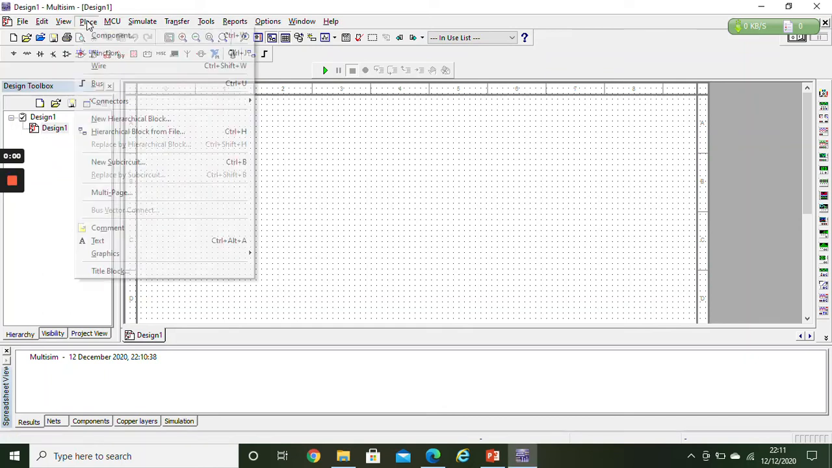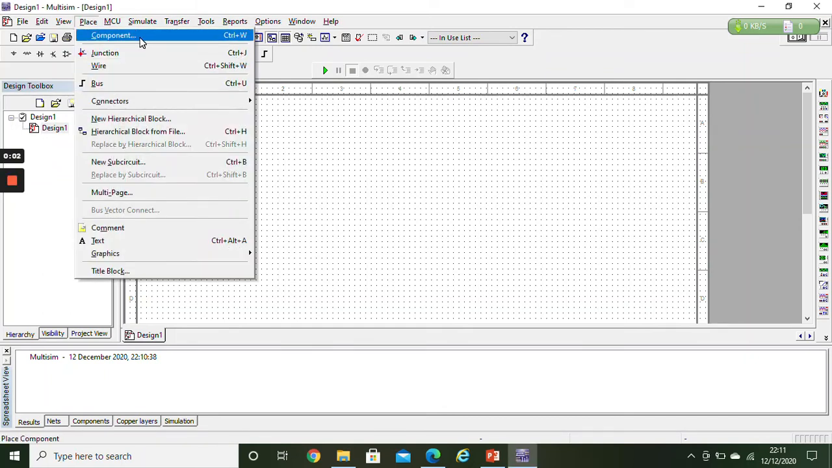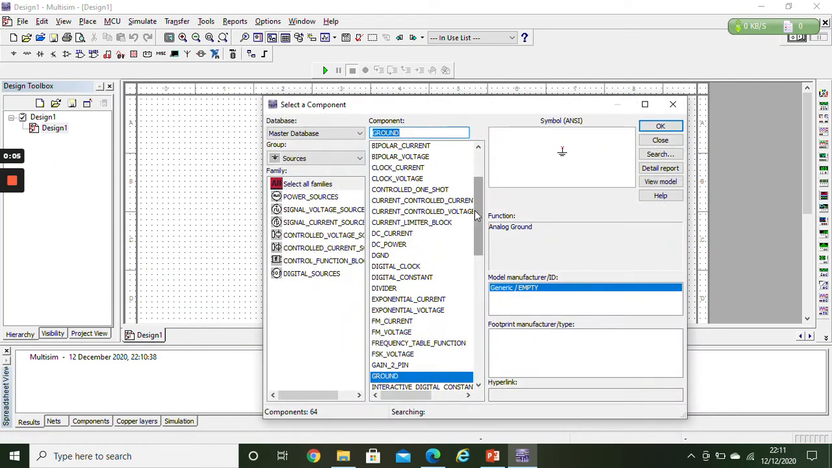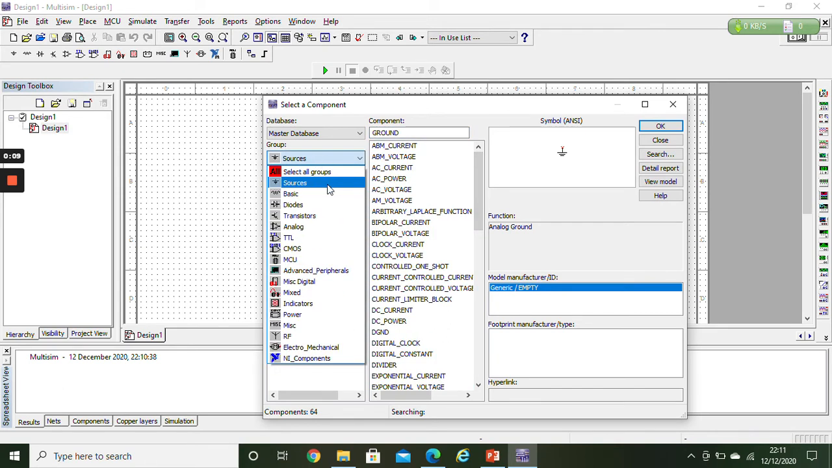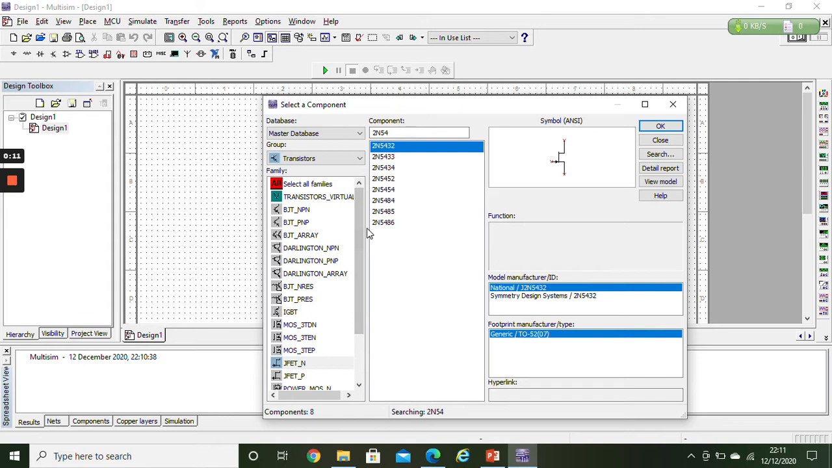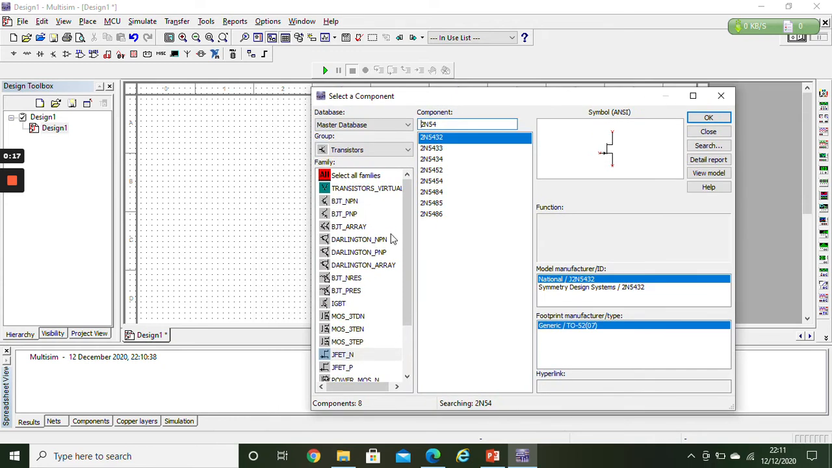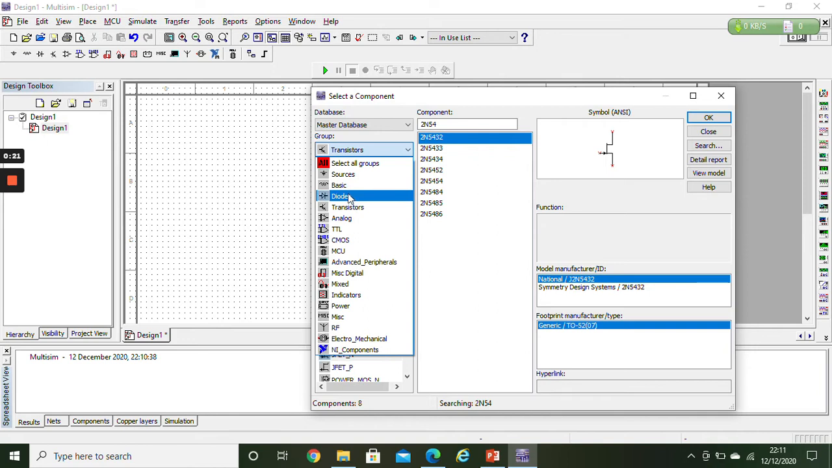Okay ji, let's start our common gate amplifier in Multisim. So the components required, again we will start with our transistor. Let's take, again, the same one which we used in common drain, and let's move toward your basics.